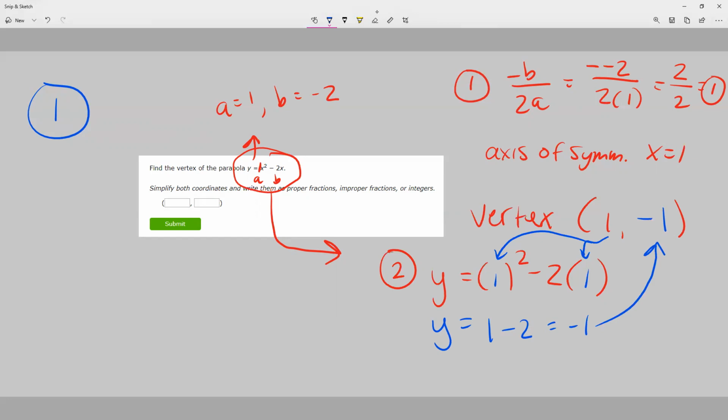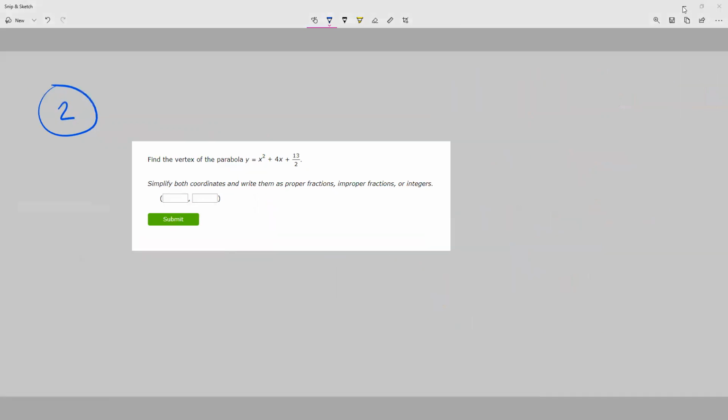Which also means that this number here represents the max or the min, depending on which direction the parabola is facing. I know that this one is facing upward because it's positive in the front, but we can talk more about that later. Okay, vertex of this one.